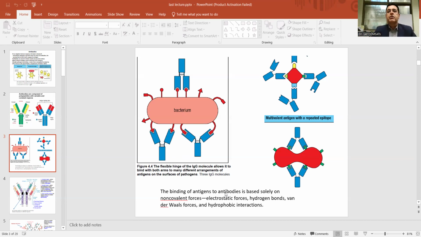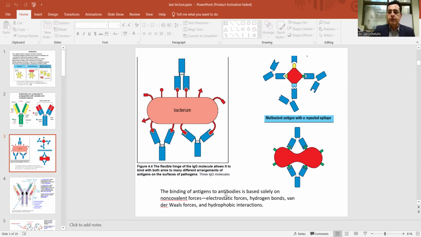And the binding of antigens to antibodies is based solely on non-covalent forces. This is not like the binding of a complement with the pathogen on the surface of the pathogens, which makes a covalent linkage there. These are just electrostatic forces, hydrogen bonds, van der Waals forces, or some hydrophobic interactions that would hold antigens and antibodies together. So this is not a covalent or permanent linkage that is going to hold the antigen and antibody complex together.